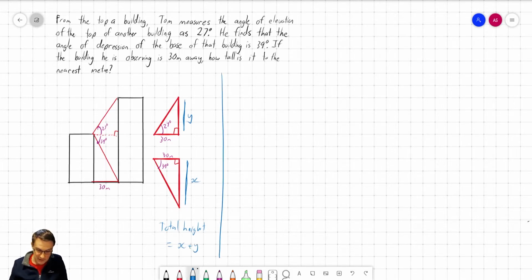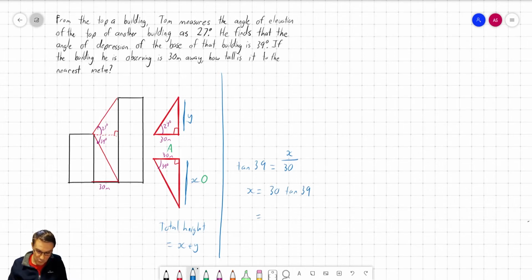As we go about that now, in the case of finding this X here, we need to identify the sides we're using. The sides we're using, we've got an adjacent and we've got an opposite. So that's going to be using the tan ratio. If we use the tan ratio, that's going to be tan 39 equals O over A, so it's going to be X over 30. Rearranging this, we have X is equal to 30 times tan 39.